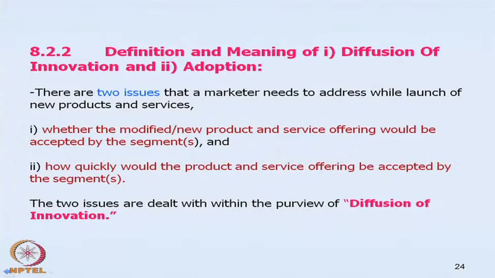On the other hand, adoption will talk of the various stages which consumers will go through as the process happens. So both the processes are equally important to us, and a marketer basically needs to address both these issues, both diffusion of innovation as well as adoption, when he is thinking of launching new product and service offerings. So one is whether the new or modified product or service offering will be accepted, and two is how quickly will they accept it. So these two issues will come under the purview of what we call diffusion of innovation.